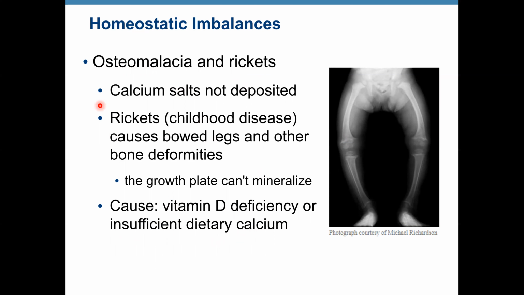So because the problem is that calcium is not deposited, either the person doesn't have enough calcium in his or her diet, or they might have calcium in their food, but they lack vitamin D, and vitamin D is necessary for deposition of this calcium inside the bones, right? So, osteomalacia and rickets.